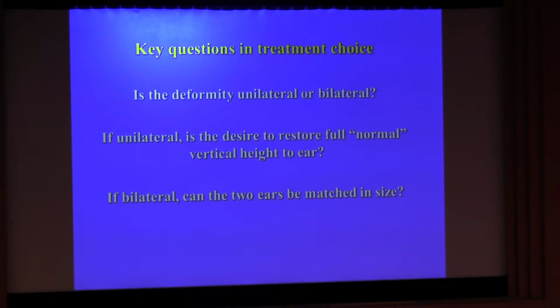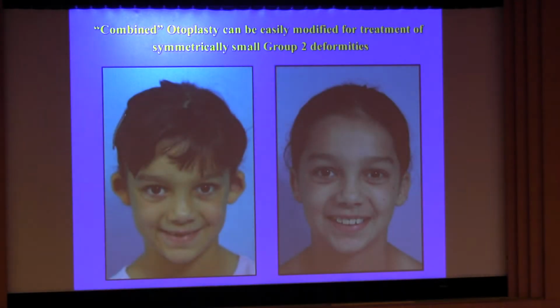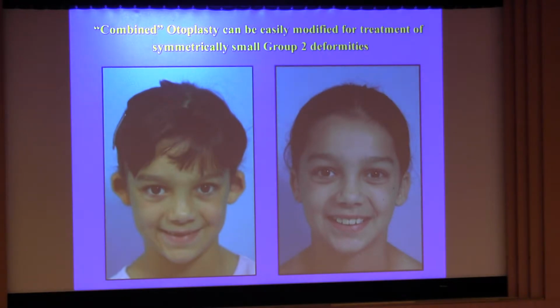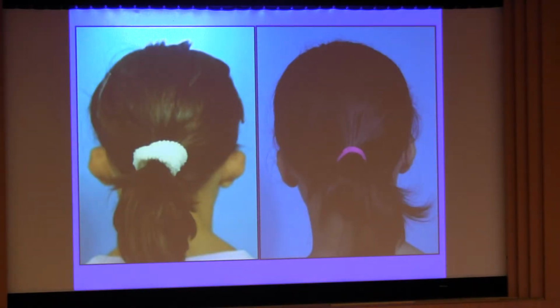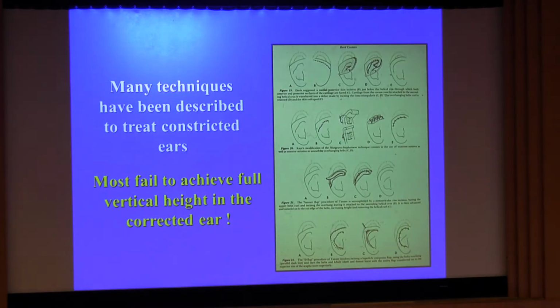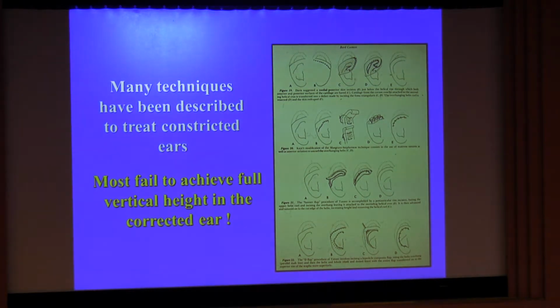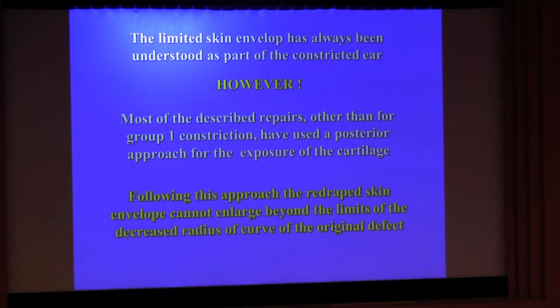But you have to make a decision. If it's a unilateral deformity, are you trying to match the normal size of the other ear, or are you just trying to get symmetry between the two sides and change the shape? So for ears that are symmetrically sized, you can do the same kind of combined otoplasty approach and correct that. But most of the techniques for constricted ear fell short in terms of being able to correct it.